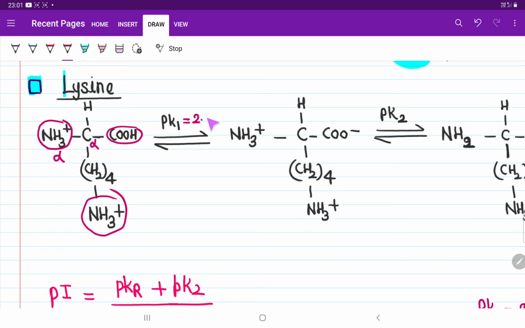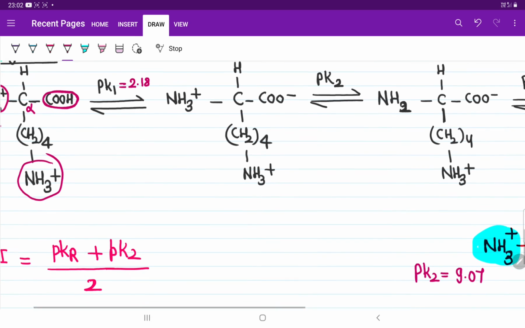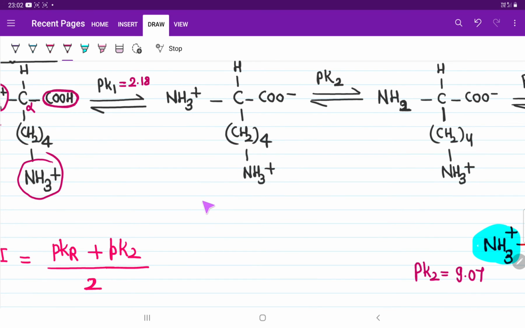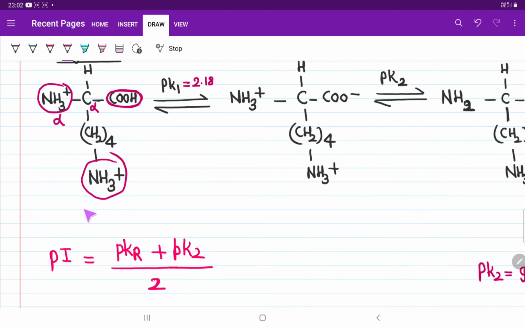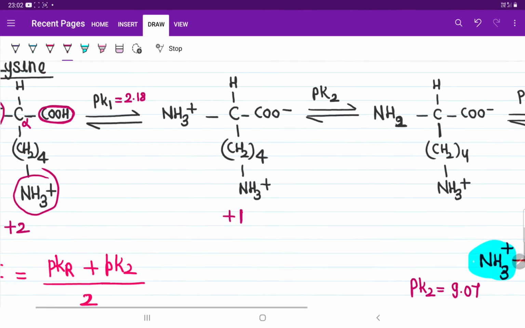Now at pK1, 2.18, they will get the tendency to lose their hydrogen ion, that is, the carboxylic acid group first, because this is the most acidic in nature, right? What is the net charge here, students? In the first condition, what is the net charge? Plus 2, right? When the carboxylic acid loses its hydrogen ion, then plus 1, isn't it or not?